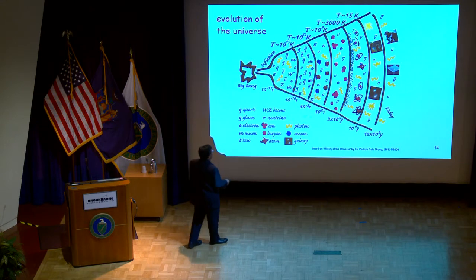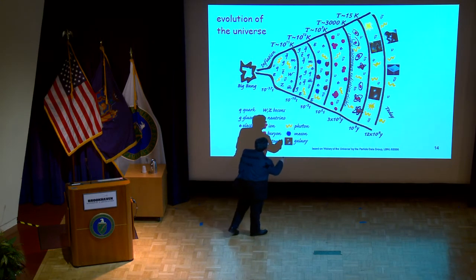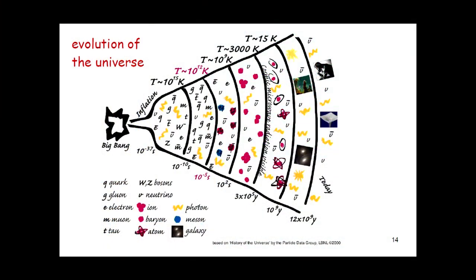And then as time progresses, 100 seconds after the Big Bang, the nucleons come together in the form of ions. And then after 3 times 10 to the power 5 years, these nucleons, ions and electrons combine to form atoms. And then, of the order of 1 billion years after the Big Bang, the structure starts forming, and almost 14 billion years after the Big Bang, here we are today.